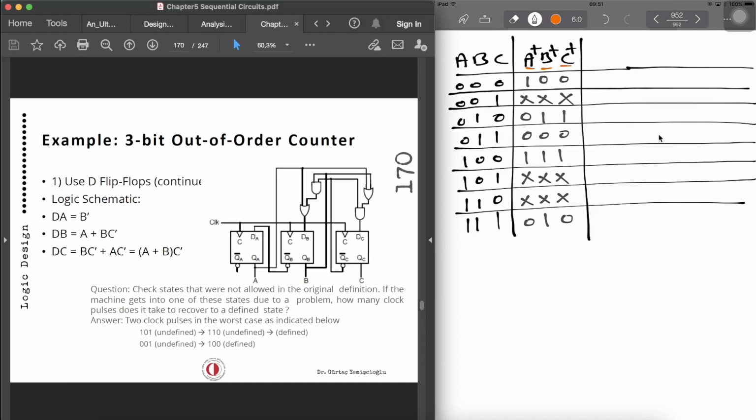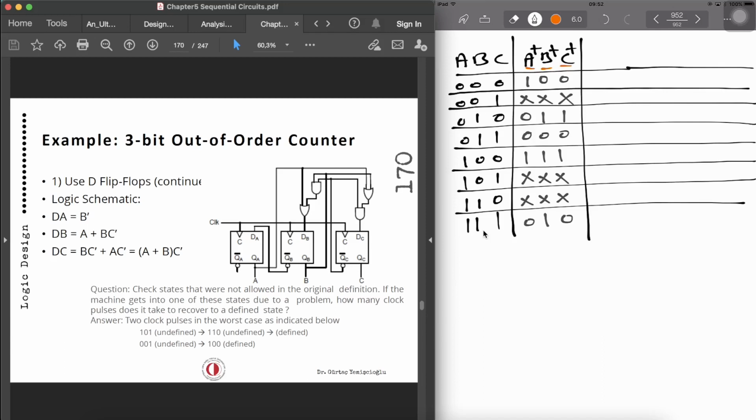And now as we don't have some of these states and they are unused, what will happen if we end up in an unused state? So the machine checks, and if it gets into those unused states, in the next clock it will jump to the next upper state so that it can recover. So for example, 001 will go to 010, and 101 can jump to 111, and so on. Okay, so the closest defined state is where they will jump to.